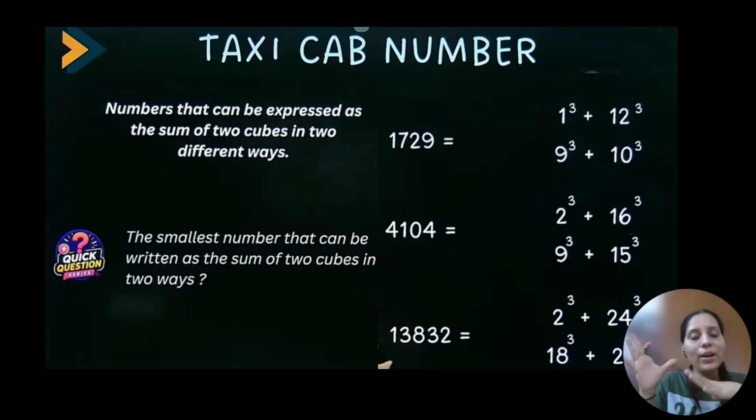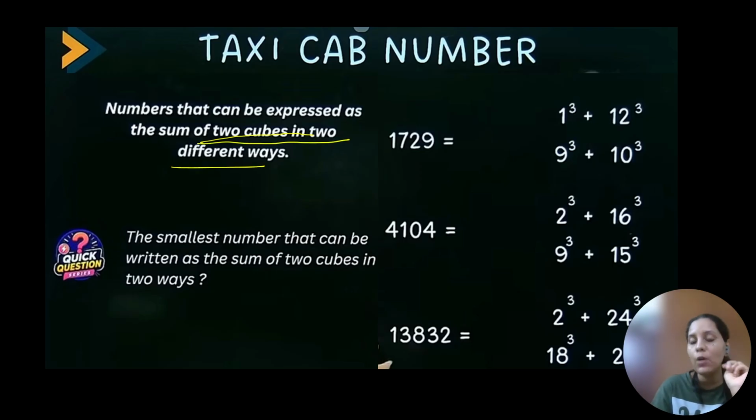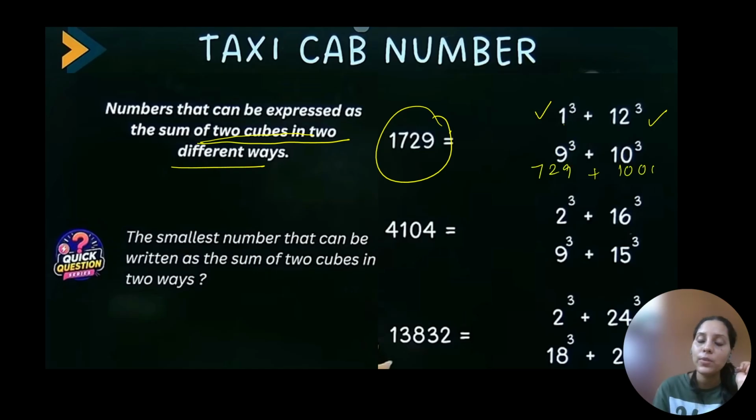Now, taxi cab driver is just a name. It's nothing related to taxi and cab. So these are numbers that can be expressed as the sum of two cubes in two different ways. For example, 1729. 1 cube plus 12 cube, so when I add the answers, I get 1729. Similarly, 9 cube plus 10 cube, 1000, so when I add this, I get 1729. So these are taxi cab numbers.